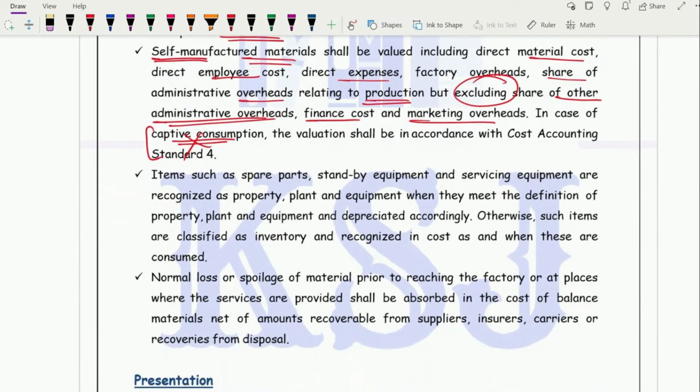Then it says whatever the spare parts of the machinery or standby equipments or servicing equipments are, if they are in the nature of property or plant and machinery, then they are to be considered as an asset and depreciation is to be calculated on that. But if they are not considered as plant and equipment, not a part of that bigger plant, then they are to be considered as inventory and recognized in the cost as and when they are consumed, right? Standby equipment and servicing equipments are recognized as property, plant and equipment when they meet the definition of property, plant and equipment and depreciated accordingly.